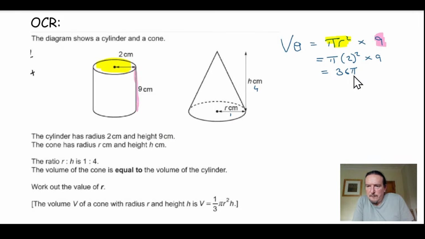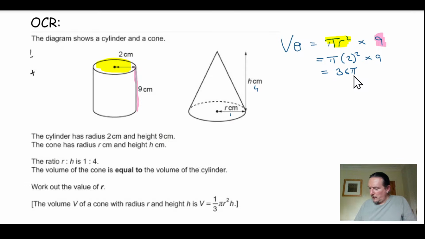Will it always give you the formula for the cone, or might you need to remember it? I think they tend to give it to you. They tend to give you the cone or the sphere. I don't know why they think they're too hard. If you know the pyramid one, then you know the cone one. It's the same thing, it's just got a circular base. All right, so that's the cylinder.